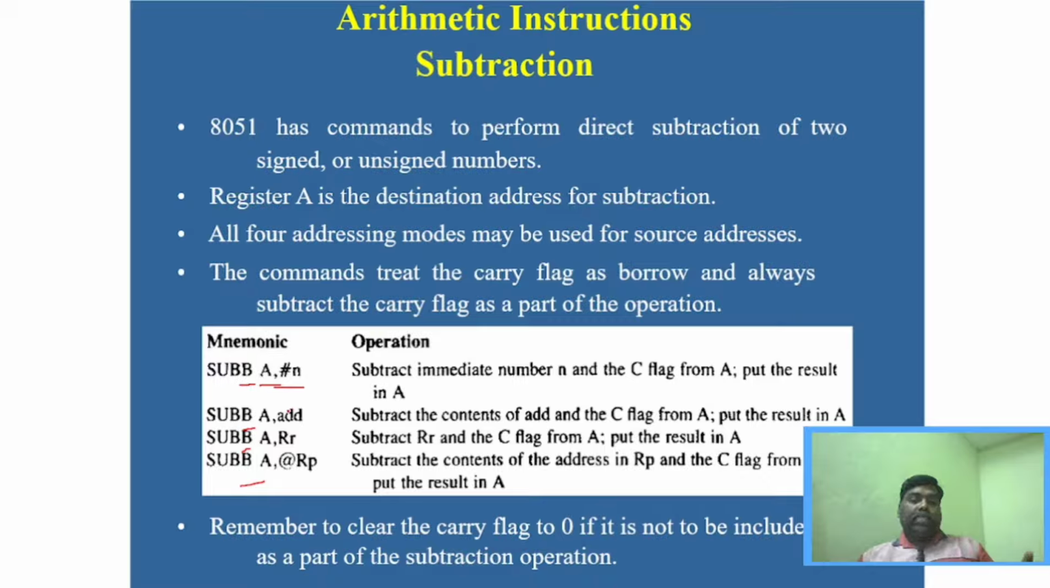So it subtracts the address value and the carry flag from the accumulator. Even here, the content of RR and then C are subtracted from the accumulator and the result is placed in the accumulator. The same thing is applicable here. So subtraction is the same as addition. All you have to understand is if it is SUBB, then it denotes that the carry flag, that is the borrow flag, is enabled.